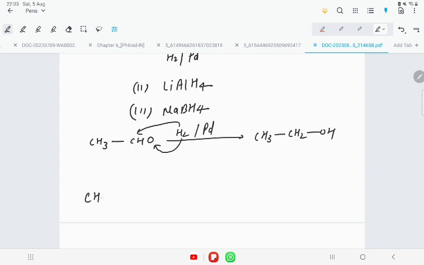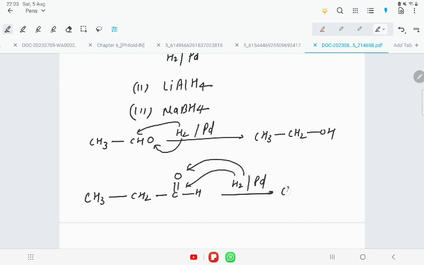Suppose another aldehyde you can take, CH3CH2C double bond O H, and if you are adding H2 in presence of Pd, one hydrogen you send here and another hydrogen you send here. So you see it is CH3, this is CH2, CH2 and here is OH. This is again going to be a 1 degree alcohol.